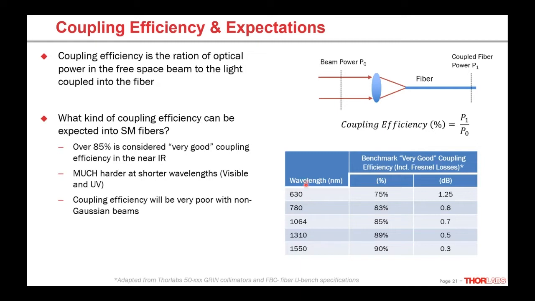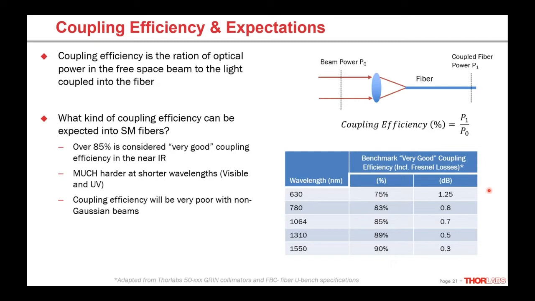This table here, we've adapted from some of our products here at Thorlabs that involve single mode fiber coupling. These are some benchmarks for some really good coupling numbers. As you can see, it's actually easier at longer wavelengths. If we go to shorter wavelengths, it gets harder. We go from 90% to 75%. And if we were to go further into the visible and UV, it gets really hard to get good coupling into single mode fibers.